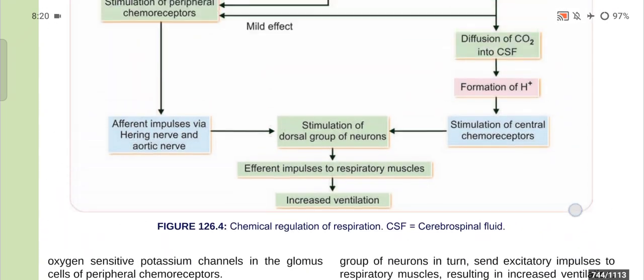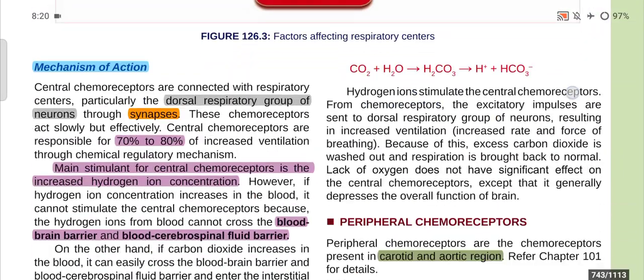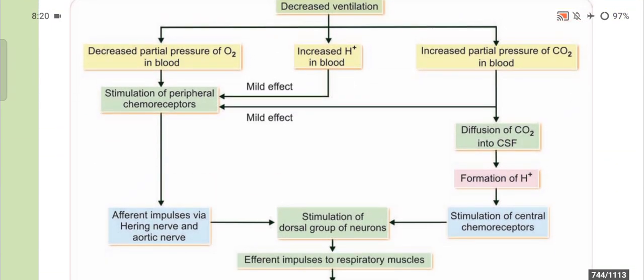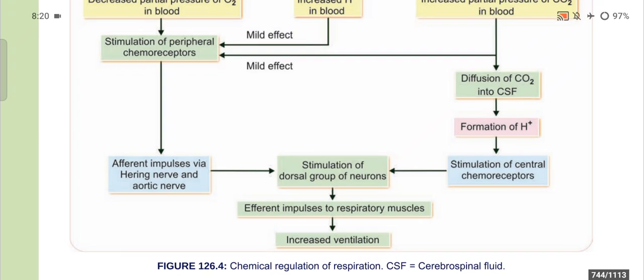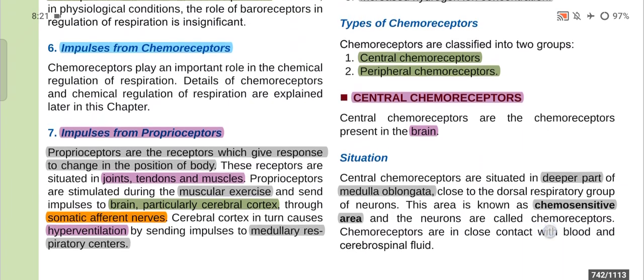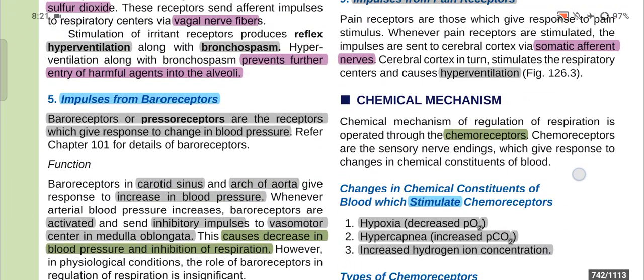So this is the role of peripheral chemoreceptors. Now stimulation of peripheral chemoreceptor will act upon the afferent impulse via the Hering nerve and aortic nerve. And the Hering nerve and aortic nerve will stimulate the dorsal group of neurons, then efferent impulses to respiratory muscle, then increase ventilation. If we summarize today's topic, then first of all we have discussed the chemical mechanism.